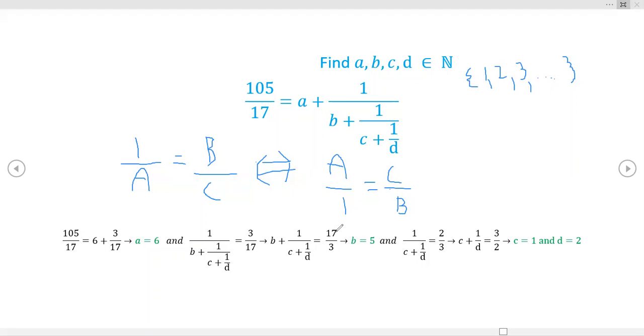And now the process begins anew. If you divide 3 into 17, you get 5 with 2/3. It's 5 and 2/3. And so again, we set 2/3 equal to that piece right there. But we use this property again. That means that C plus 1 over D is 3/2.